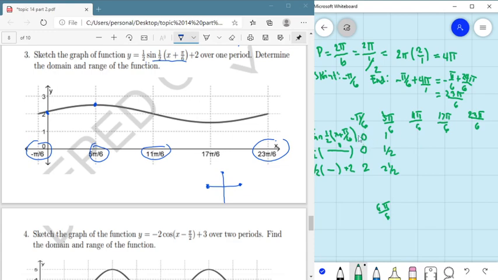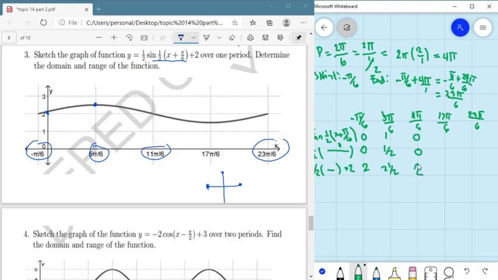Again, 11 pi over 6 plus pi over 6 is 12 pi over 6, times 1/2, which gives pi. So the sine of pi is 0. 0 times 1/2 is 0, and 0 plus 2 equals 2. Okay. So that is 2.